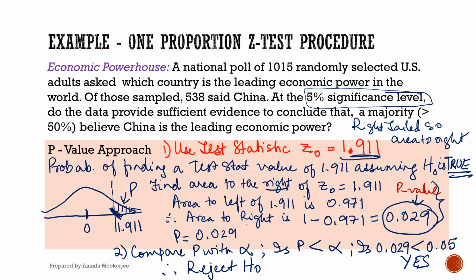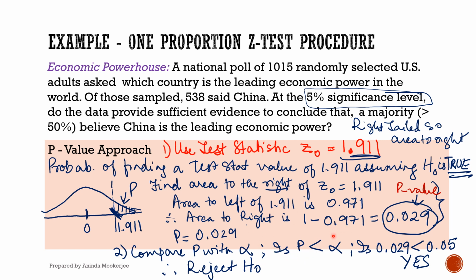All right, so this is the process we use to come to a decision using the p-value approach. Again, first bring your test statistic value, find the appropriate area. If it's a right tail test, it would be area to the right. If it's a left tail test, it would be area to the left. If it is a two-tail test, find the area to the right or to the left on whichever side of zero the test statistic falls on, but then you have to double it. Then compare with alpha.